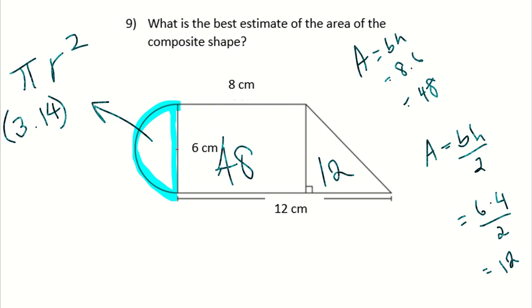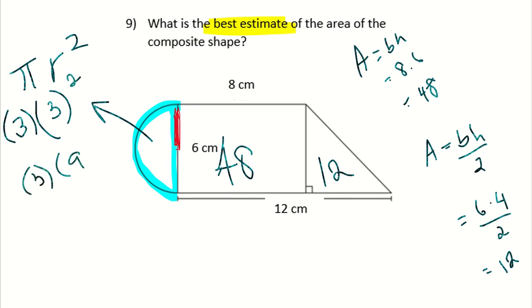Pi is 3.14. And actually, remember back in the question, it says best estimate. Why don't we make life easier and round 3.14 just to 3? That's what an estimate would be. All right, what's the radius? Meaning, what's that length? It's 6 all the way across, so halfway across should be 3. So we have the 3. 3 squared is 9. 9 times 3 is 27.